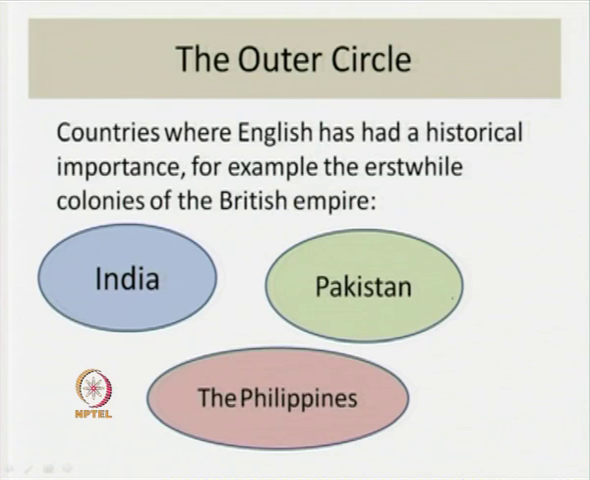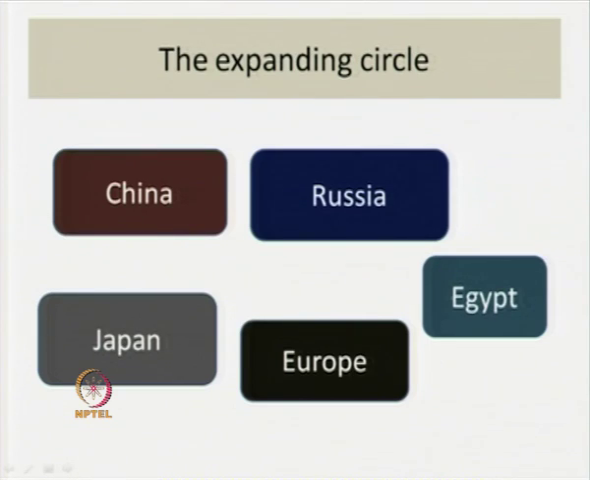Then we saw the outer circle. The outer circle referred to countries like India, Pakistan and the Philippines, for instance. These are countries where English has had a historical importance, for example, the erstwhile colonies of the British Empire. And finally, the expanding circle, where we saw the expanding use and influence of the English language, for instance, in countries like China, Russia, Japan, Europe and Egypt.